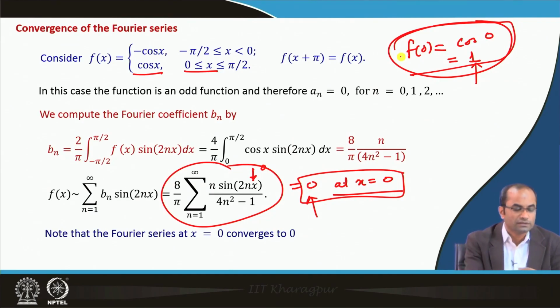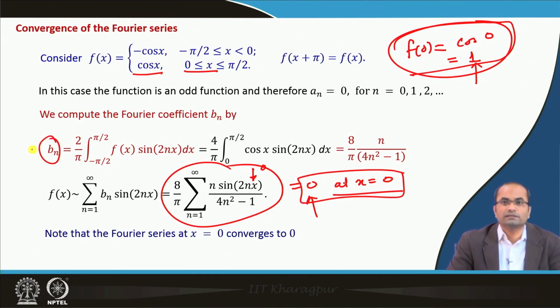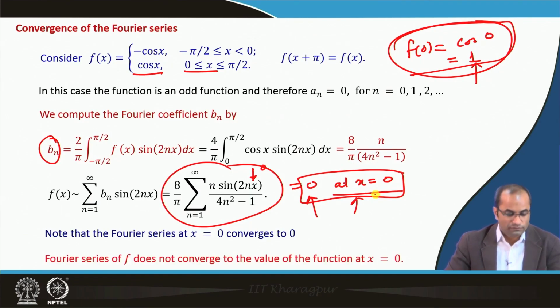During the construction, these a n's and b n's were related to f x in the sense of the integrals being set equal, not the function value and the value of the series being set equal. So naturally there must be some issues on the convergence, like we have seen at this point itself: at x equal to 0, the series converges clearly to 0, whereas the function value at 0 is 1. So this we will discuss now.